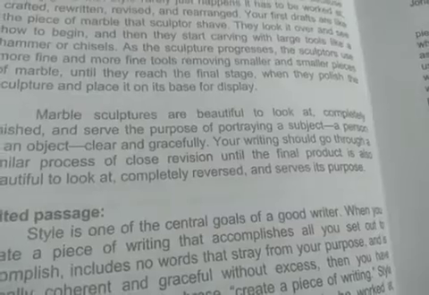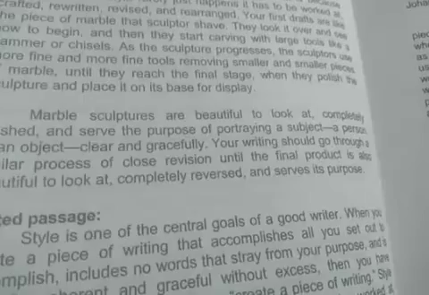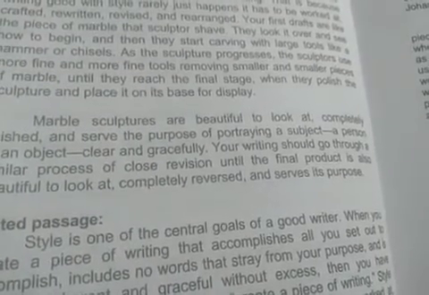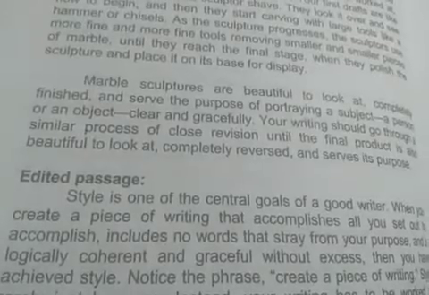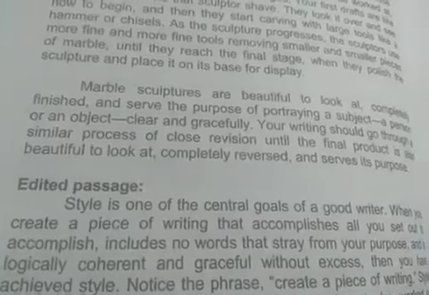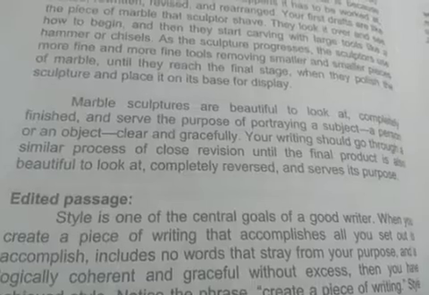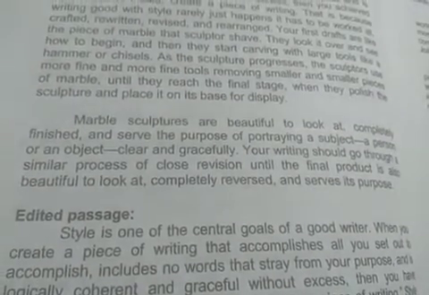Your first drafts are like the piece of marble the sculptors shape. They look it over and see how to begin, and then they start carving with large tools like a hammer or chisels. As the sculpture progresses, the sculptors use more fine tools, removing smaller and smaller pieces of marble until they reach the final stage when they polish the sculpture and place it on its base for display.